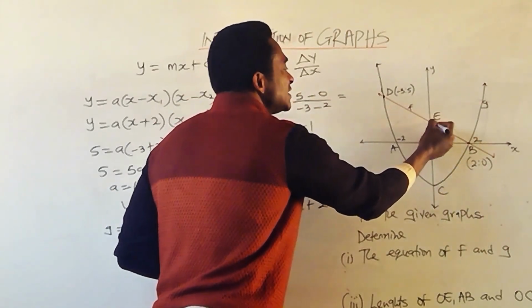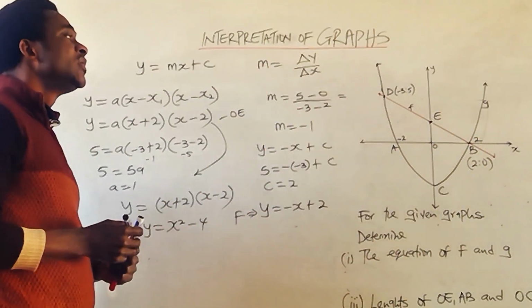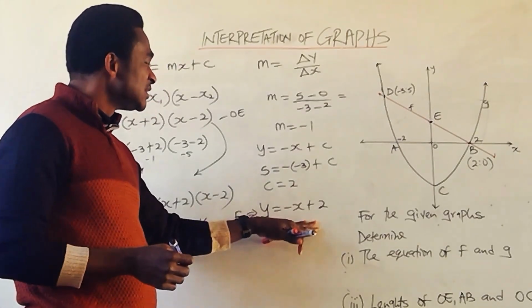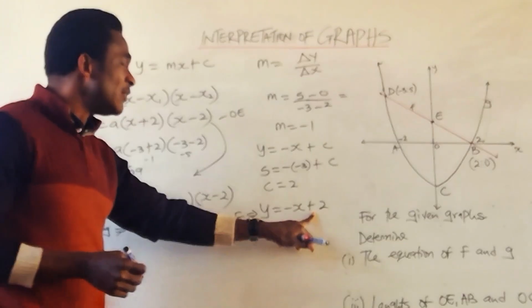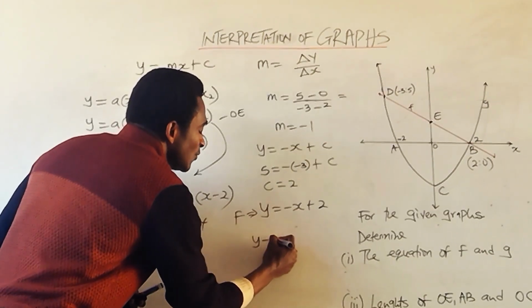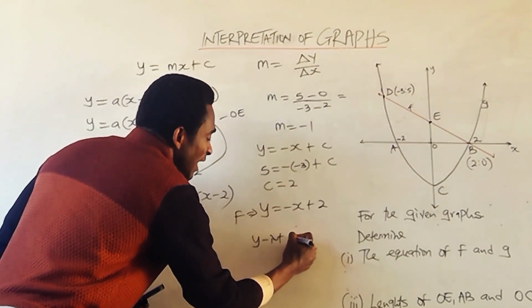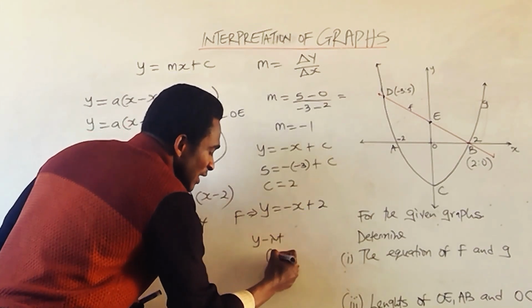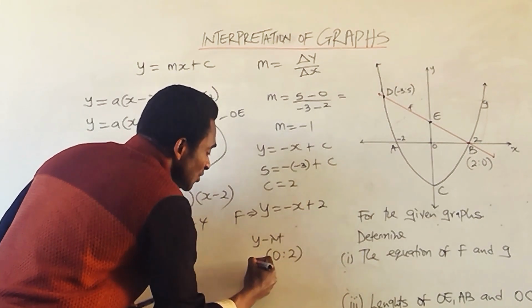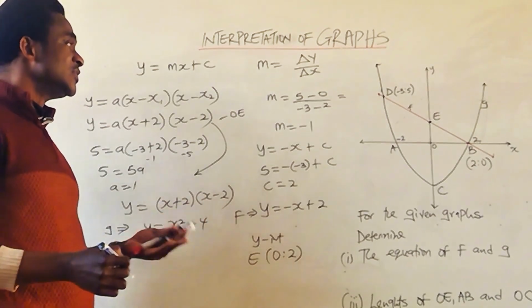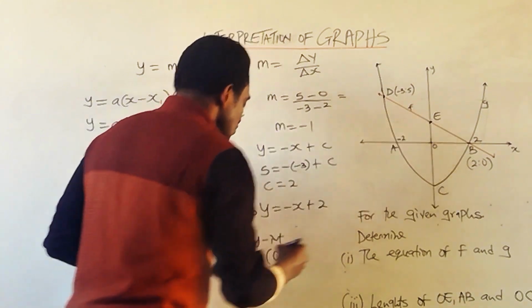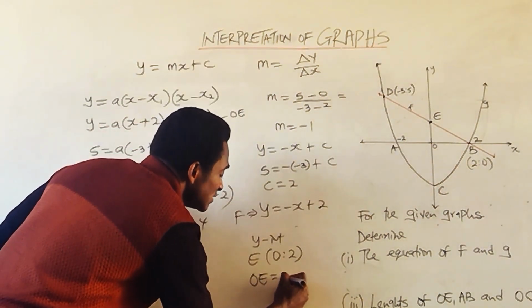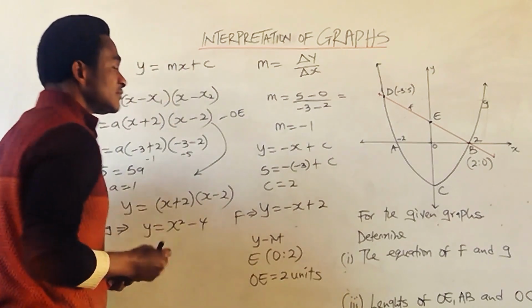Point E here represents the y-intercept of the linear function. If we look at the graph we arrived at, the y-intercept always represents c. So from here, our y-intercept will be at y equals 2. So our y-intercept is 0 and 2. So the coordinates of E is 0 and 2. Then the length from 0 to that is 0 to 2. So our OE will be equal to 2 units.